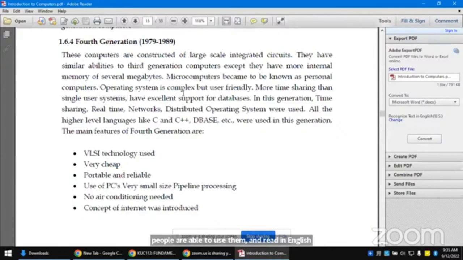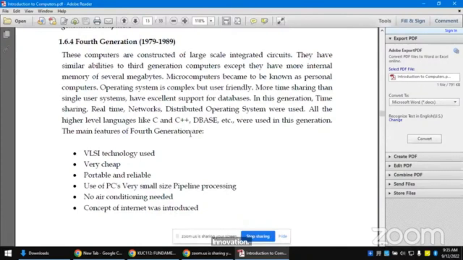More time sharing than single user systems, with excellent support for databases. In this generation, time sharing, real-time networks, and distributed operating systems were used. All the high level languages like C and C++, dBase, etc. were used in these generations. So the main feature of the fourth generation is very large scale integration technology.